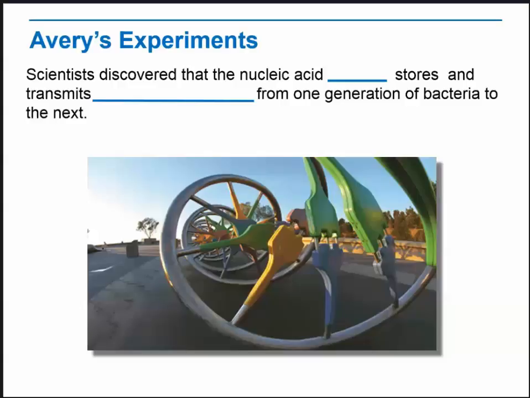Avery's team repeated the experiment one more time. This time, they used enzymes that would break down a different nucleic acid, DNA. When they destroyed the DNA in the mixture, transformation did not occur. There was just one possible explanation for these results. DNA was the transforming factor. By observing bacterial transformation, Avery and other scientists discovered that the nucleic acid DNA stores and transmits genetic information from one generation of bacteria to the next.